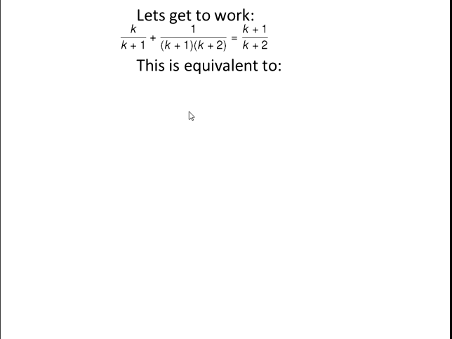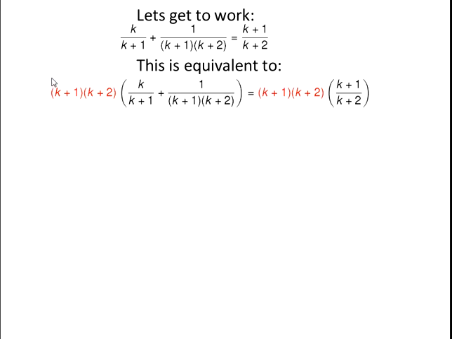So I'm going to say this is equivalent to, and then I multiply through by the least common denominator. I'm going to multiply through by k plus 1 times k plus 2. And why do I do that? Because this k plus 1 times k plus 2 is going to cancel out this k plus 1 in the denominator, this k plus 1 times k plus 2 in the denominator, and this k plus 1 in the denominator. And it's going to give me something a little more practical to work with.